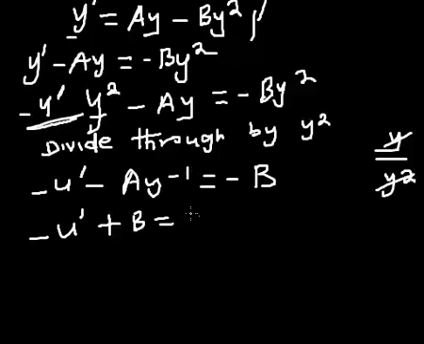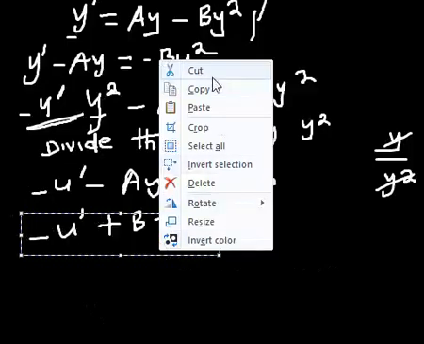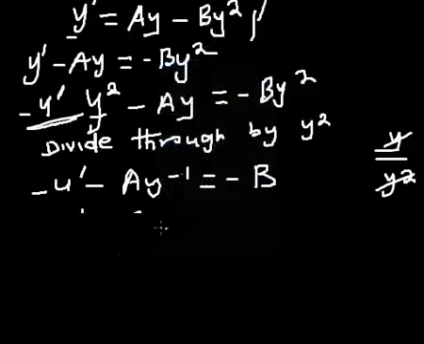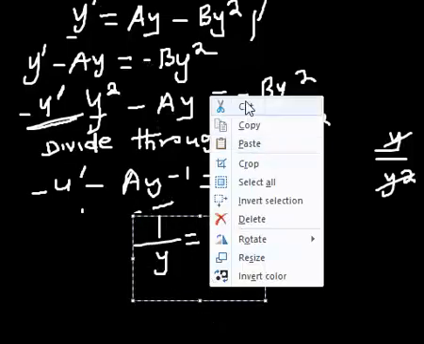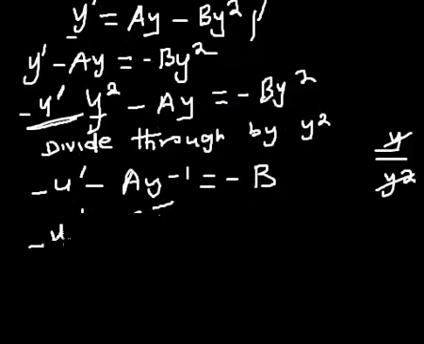All right, it becomes minus a. Why I'm introducing, please pardon me, I'm introducing u to this function. So please pardon me at this point. Remember that 1 all over y is equal to u. That is what I'm going to put here, because everything will be in terms of u. So I'm going to have minus u prime minus a u equal to minus b.